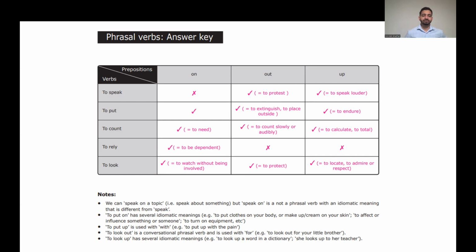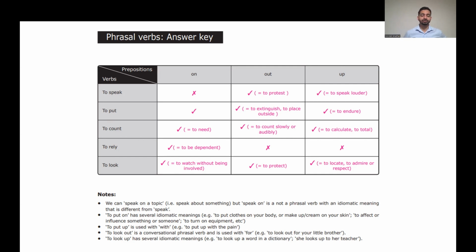Okay. Second one, we've got speak out. Speak out means protest. So you're protesting something. Speak up means speak louder. So if someone says to you, speak up, that means they can't really hear you. So speak up means you speak louder.